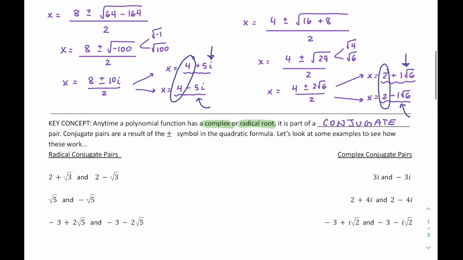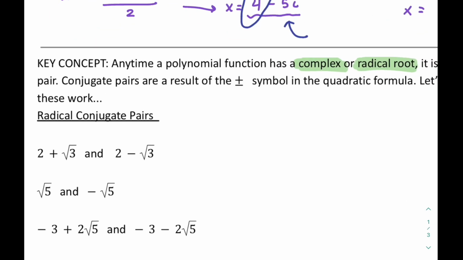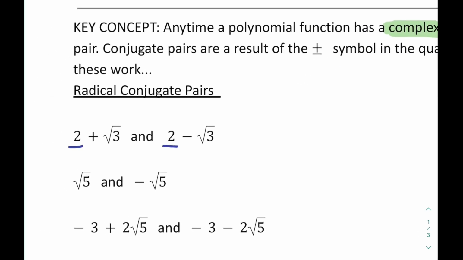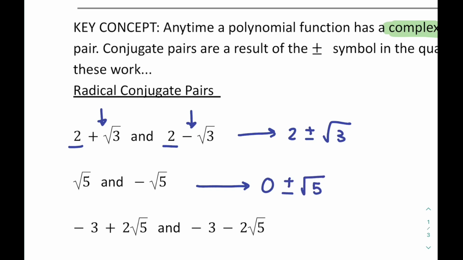And let's look at some examples to see how these work. Okay, so again, these are just pairs of conjugates. So the real part's the same. It's positive 2 in both. And then the radical part is positive and negative because of where the plus or minus would be in the quadratic formula. So at the end of the quadratic formula, you would have ended up with 2 plus or minus root 3, which is how we get those conjugates. Now the next one I think is a little bit more tricky, square root of 5 and negative square root of 5, because the real component of that would have been 0. So it would have been 0 plus or minus square root of 5.